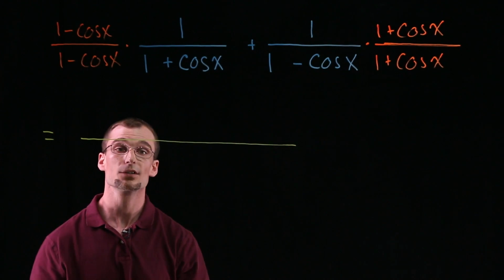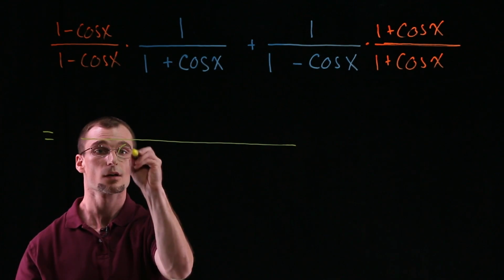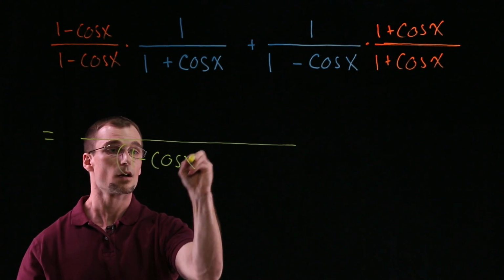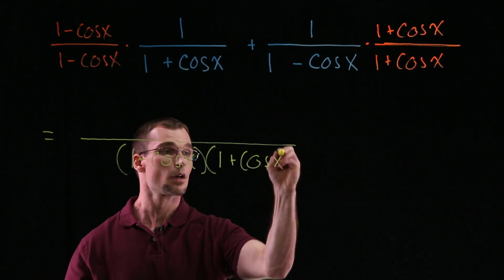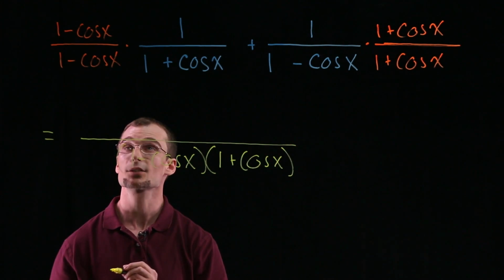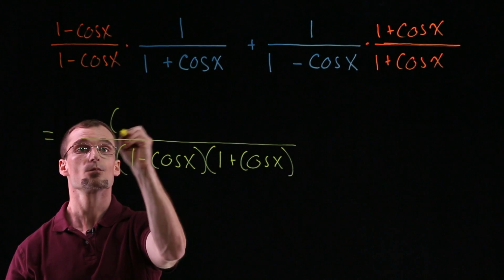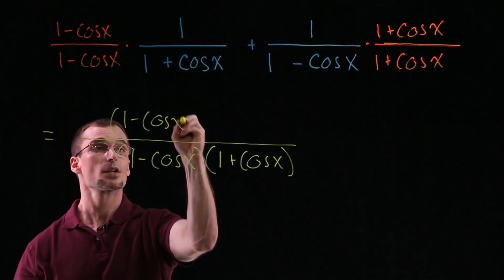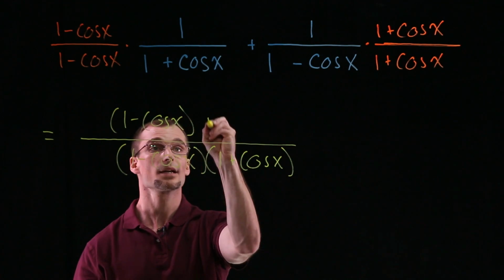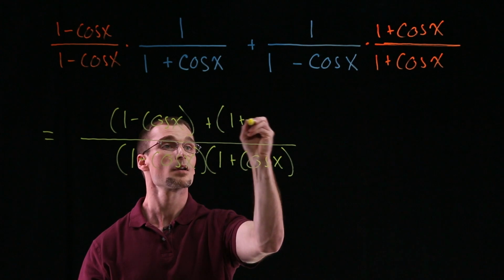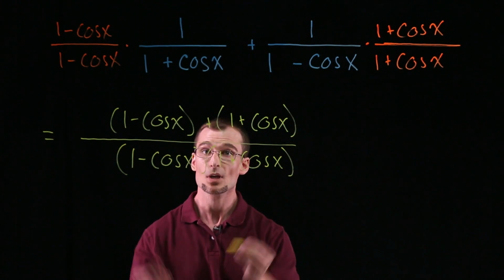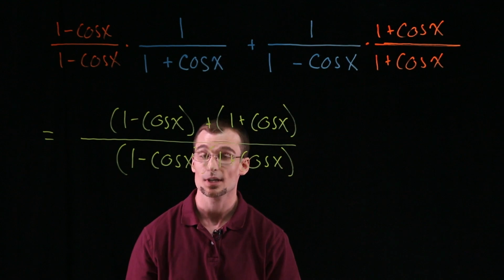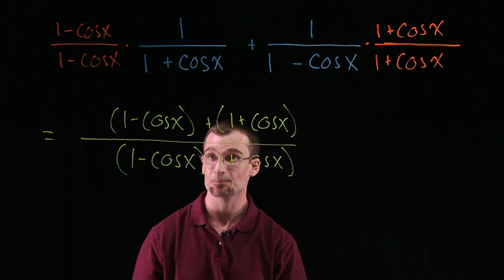And so what this is going to give us, again, is a common denominator of 1 minus cosine x times 1 plus cosine x. And the numerator is going to be the term 1 minus cosine x plus 1 plus cosine x. Okay, so we've added the expressions. Now we're going to see what we can do to simplify them.